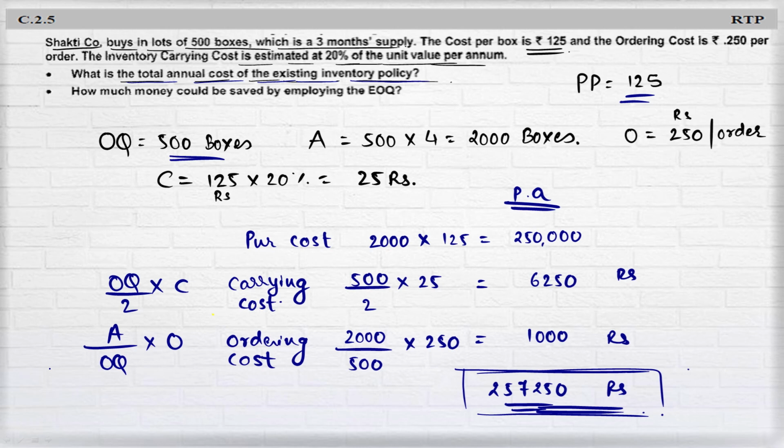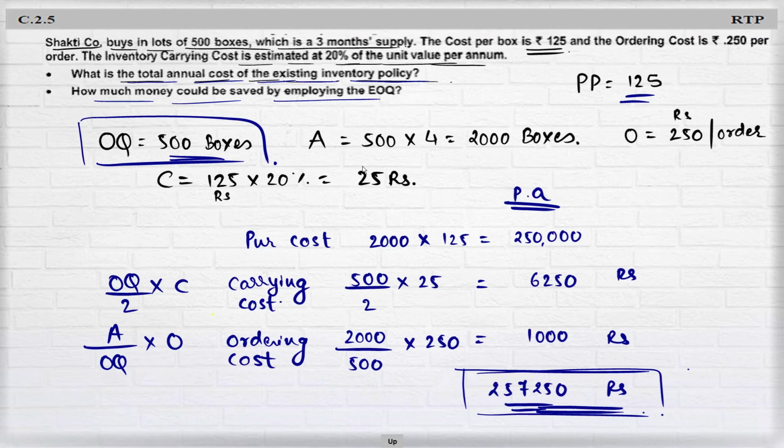That's all. Let us go to question number 2. How much money could be saved by employing the EOQ? So now you are suggesting that they don't follow their own policy. Follow EOQ. For that, first we will have to find out EOQ.